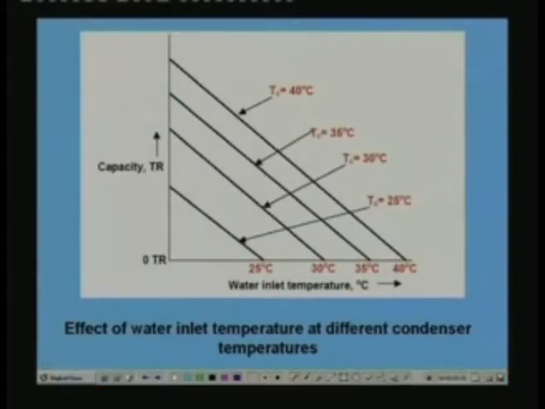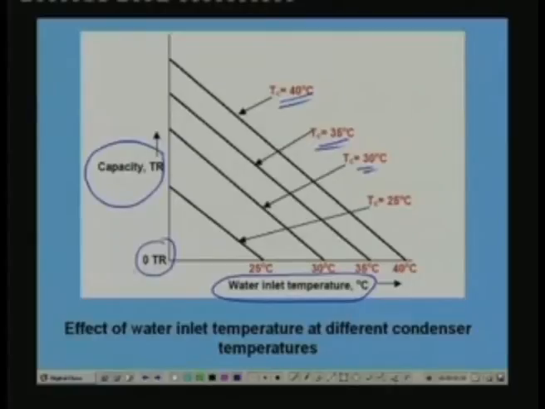This curve shows the water inlet temperature on the x-axis and the capacity of the system on the y-axis, and the capacity is plotted for different condenser temperatures. Here the capacity starts with 0, the origin is 0. One thing you can immediately notice here is that when the cooling water inlet temperature is the same as the condenser temperature, capacity becomes 0. That means when Tc is equal to the water inlet temperature, QE is equal to 0.